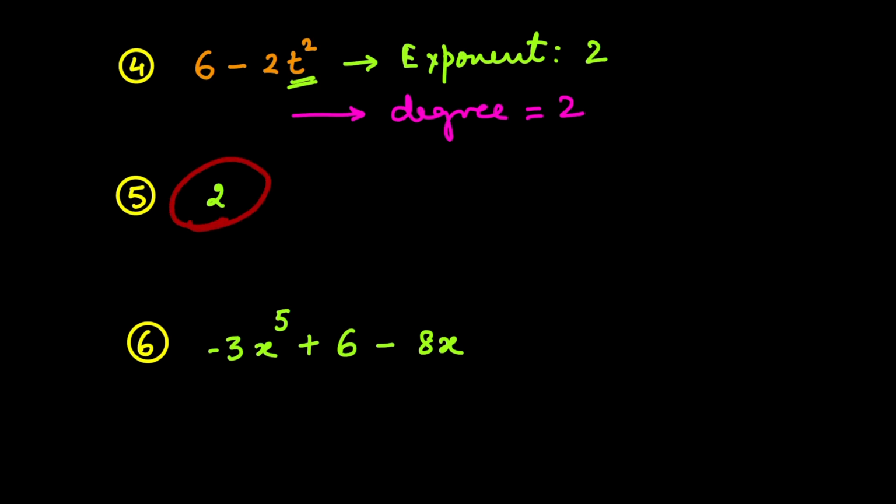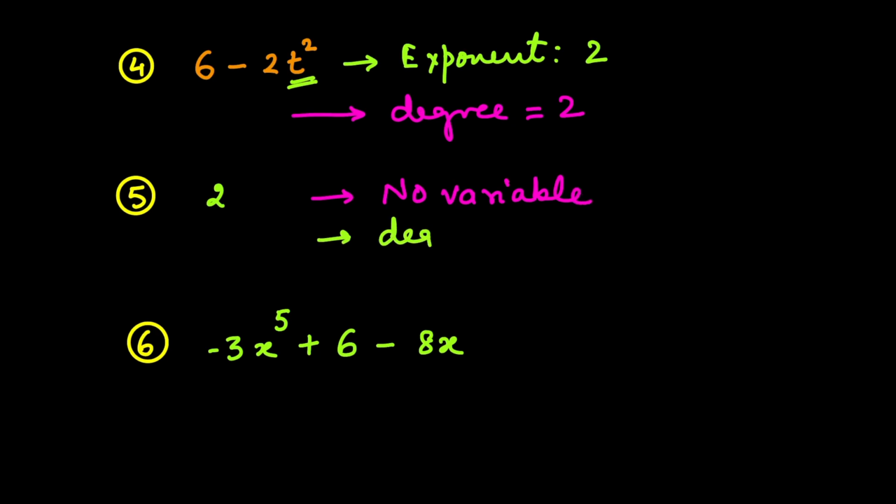Now here we have a single term. There is no variable in this. So we write the degree for this one. When we have no variable, degree will be considered 0.